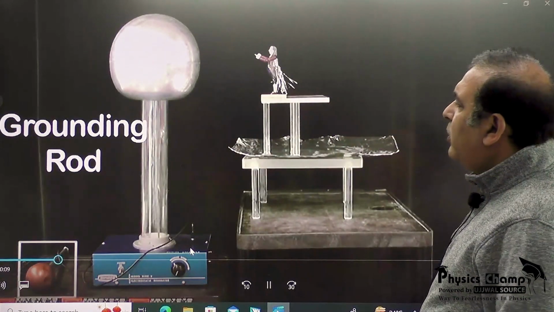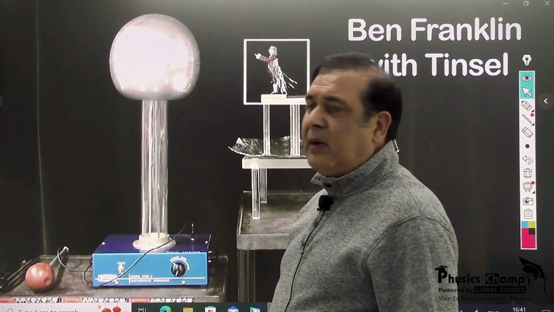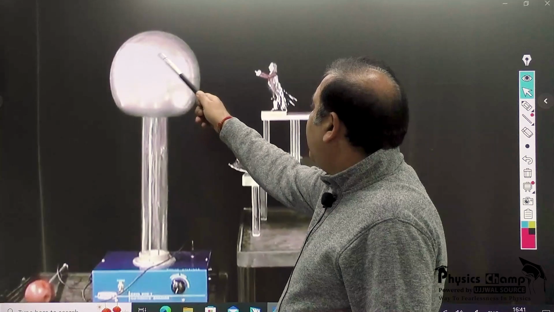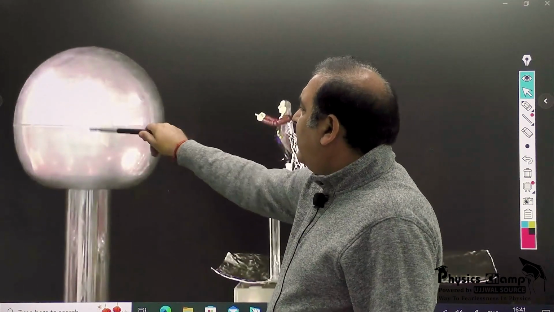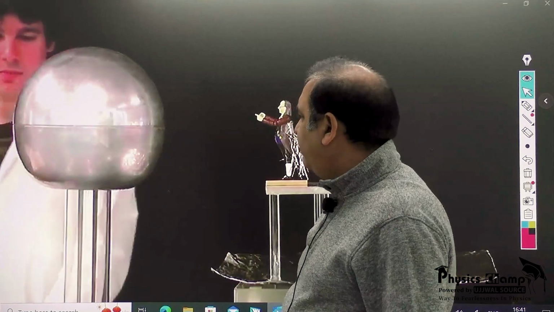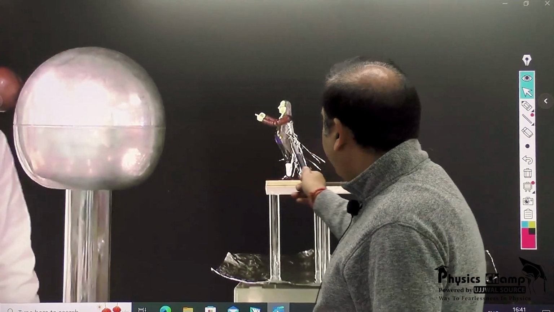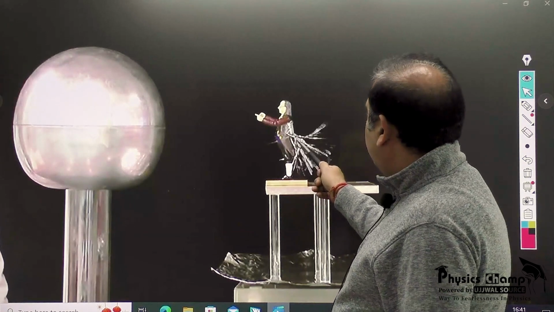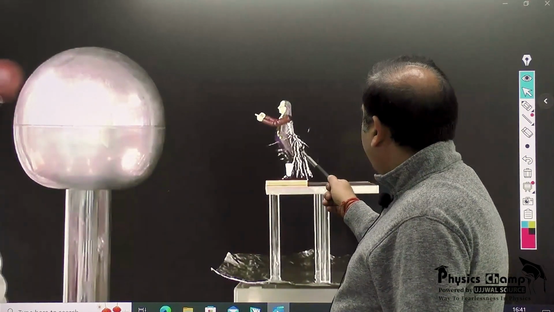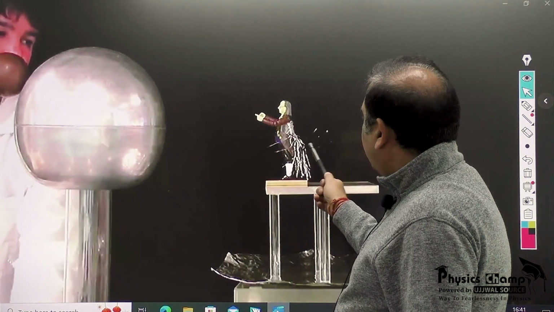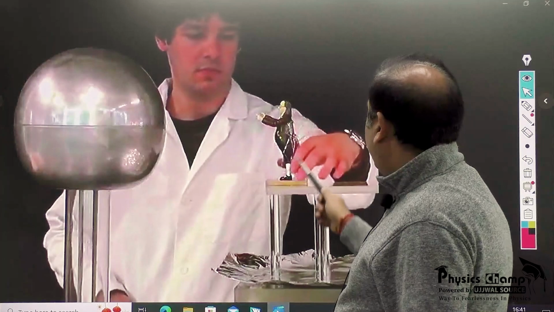Now we are going to charge this Van de Graaff generator. It is getting the charge by switching it on. The generator will get charged, and as it is getting charged, by induction, because it is say positive charge, this is going to get negative charge, and by induction these foils will just get similarly charged and they will repel each other.